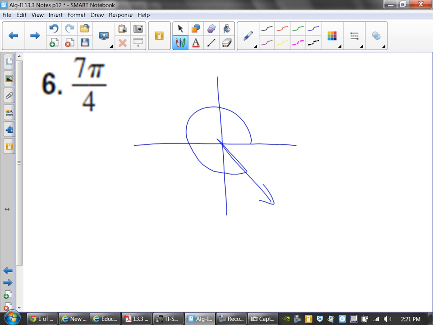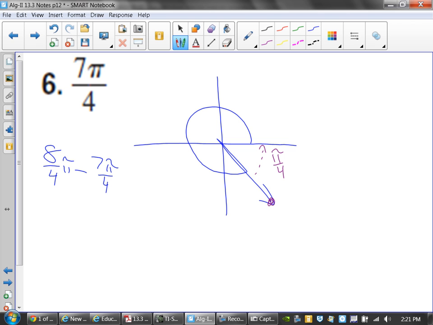What quadrant am I in? 4. So that means in order to figure out what my reference angle is, it's going to be 2 pi minus 7 pi over 4, which means I'm going to write it as 8 pi over 4, just to get the common denominator. What's your reference angle? Yep, my reference angle here is pi over 4.